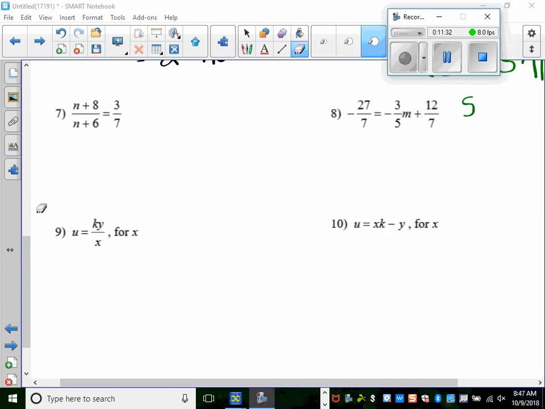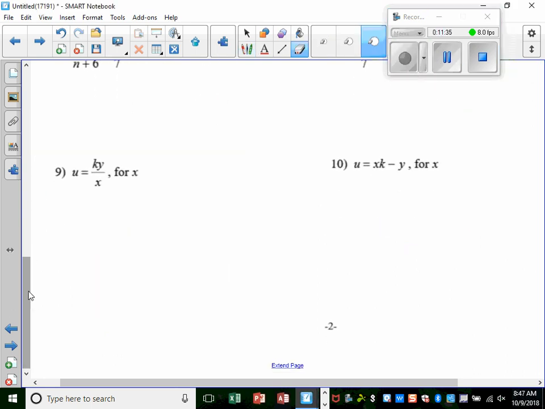All right, so let's look at question number 9. Okay, so we're solving for x. So remember I told you when you see fractions, you want to get rid of fractions. So you're going to multiply both sides by x. A good review for that quiz as well.